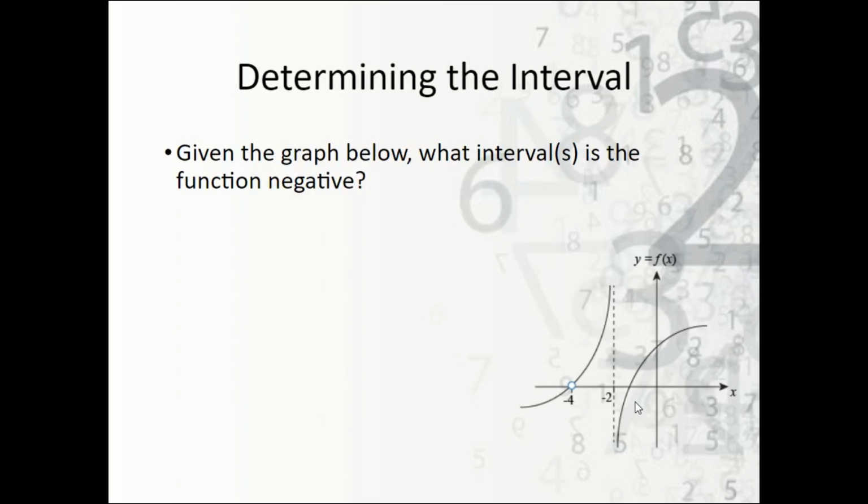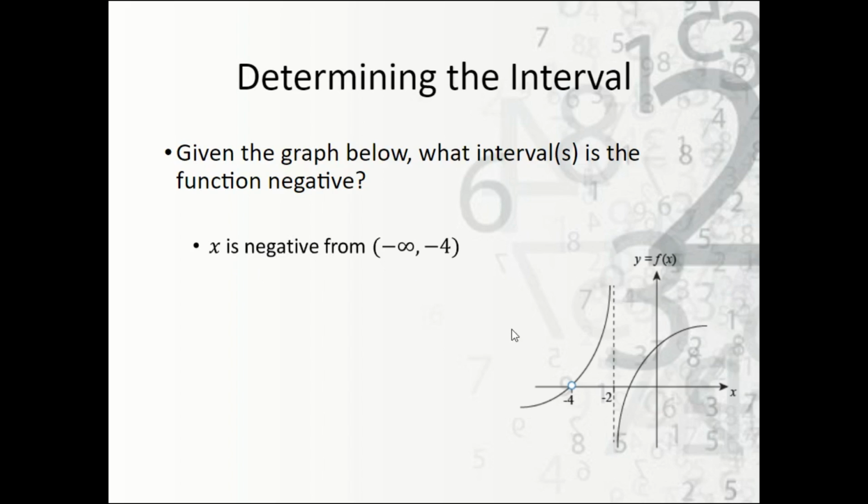Well, if we look at this graph here, we have a graph where it is negative here all the way from negative infinity all the way up until it gets to negative 4. And then it becomes positive after that. Now, over on this side, we have it being negative from negative 2 all the way until this point here. We'll call it negative 1. It may not be exactly negative 1, but it's close.